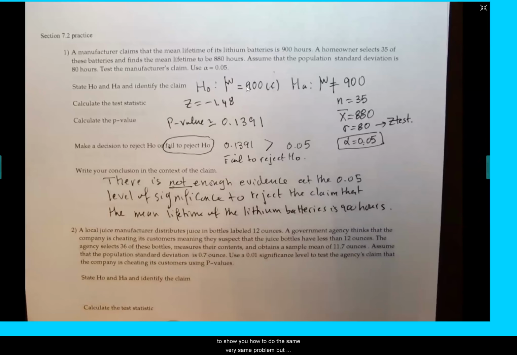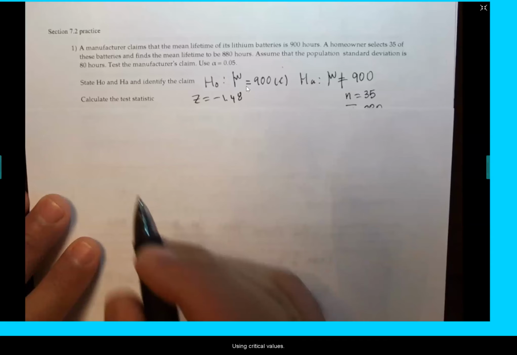Now I'm going to show you how to do the very same problem, but using critical values. So let me show you how to do this. This is probably a part that many of you had a hard time with when you tried to do the homework, but remember, we did not get to that until just the last time we met. So, using critical values.